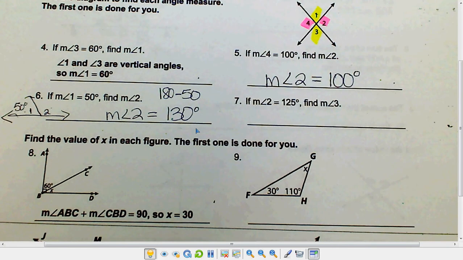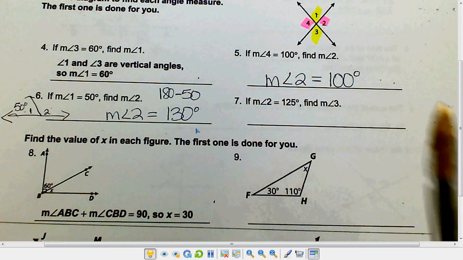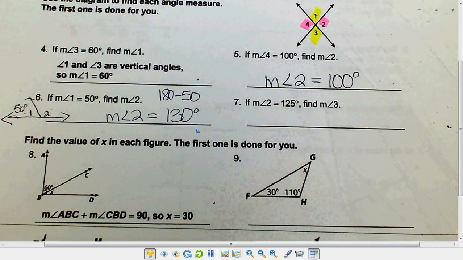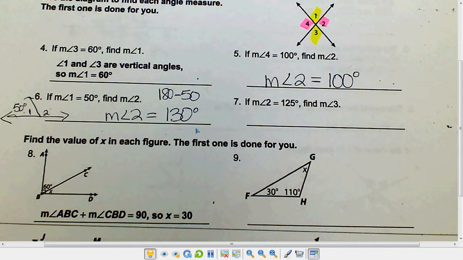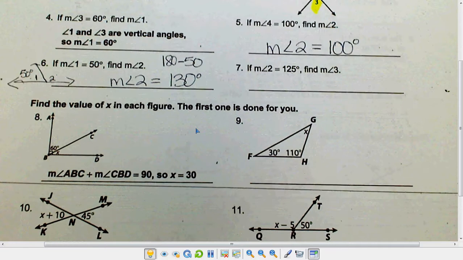Okay, I want you to pause the video and try number 7 and see how you do. Okay, it's asking about angles 2 and 3. So use what we just got through doing to help you figure out the measure of angle 3. Pause and solve right quick. Okay.